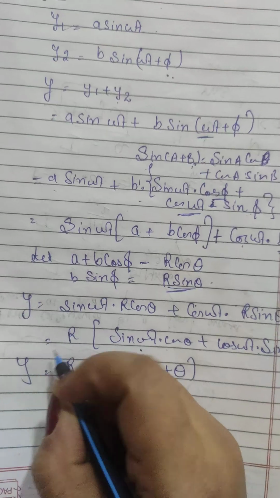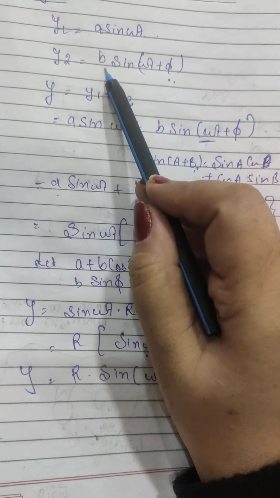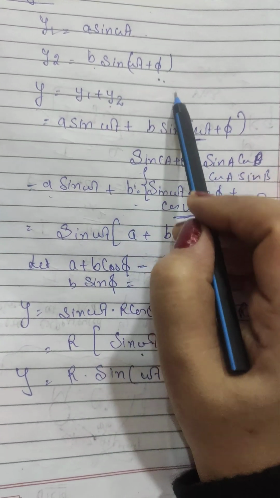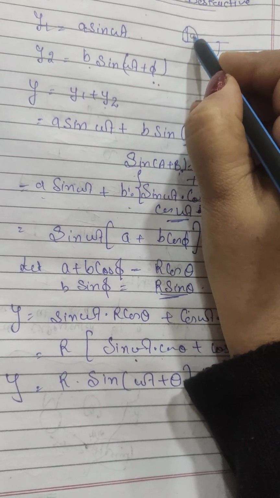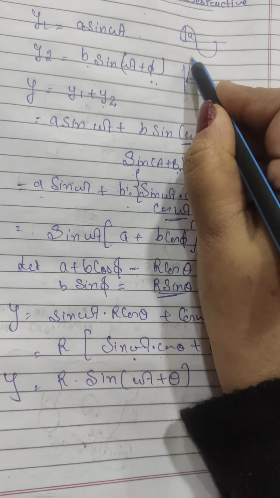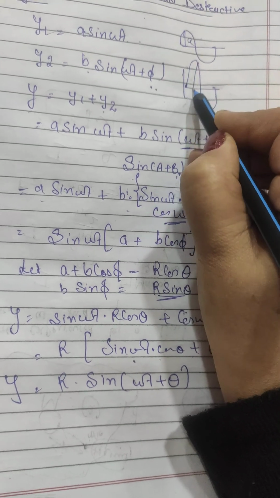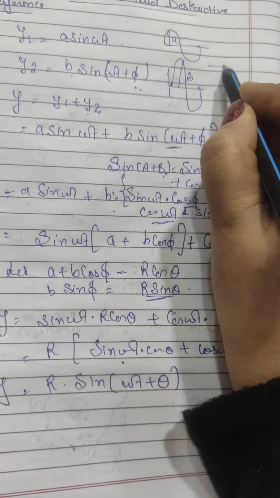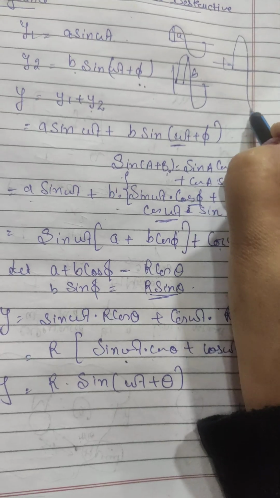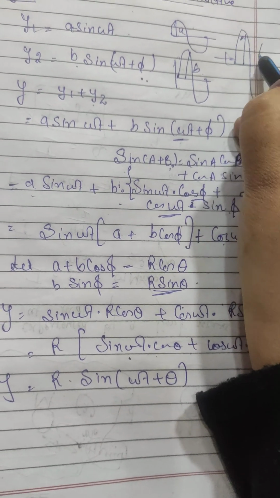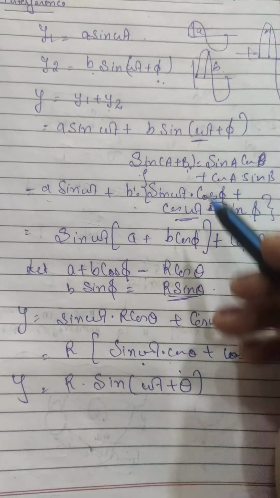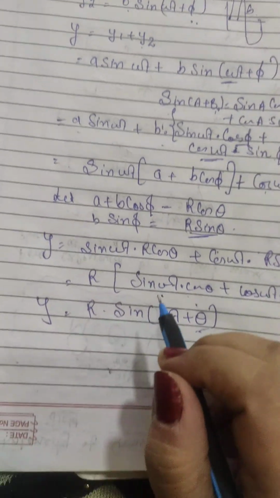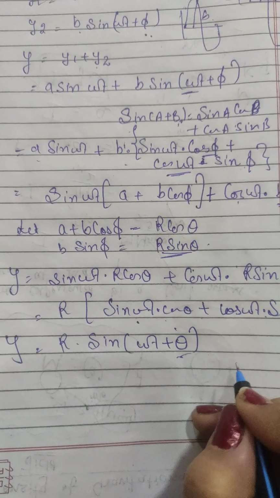It means that when two waves having amplitudes a and b superimpose upon each other, they give a resultant which is again a sine wave having resultant amplitude r, and it is shifted by the phase angle theta. So this is our resultant wave y.